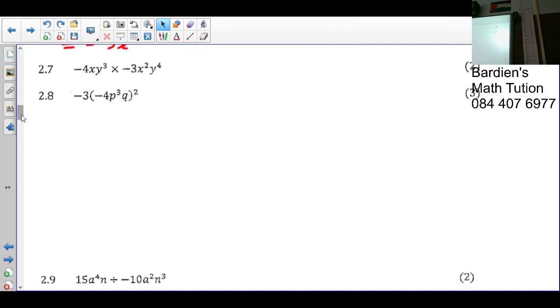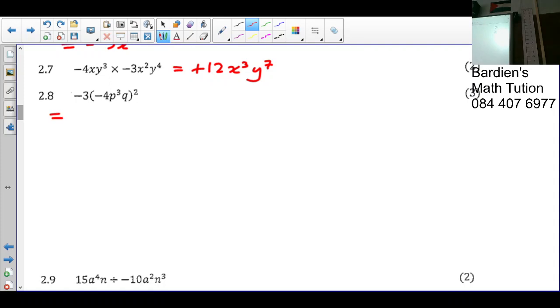Next, 2.7. Negative 4xy cubed times negative 3x squared y 4. Negative, negative, positive. 3 times 4, 12. X times x squared, x cubed. Y cubed times y 4, y 7. You all agree with that? Yeah, I'm hearing you got it right. Is that the only sum you guys got right? Yes? Okay.